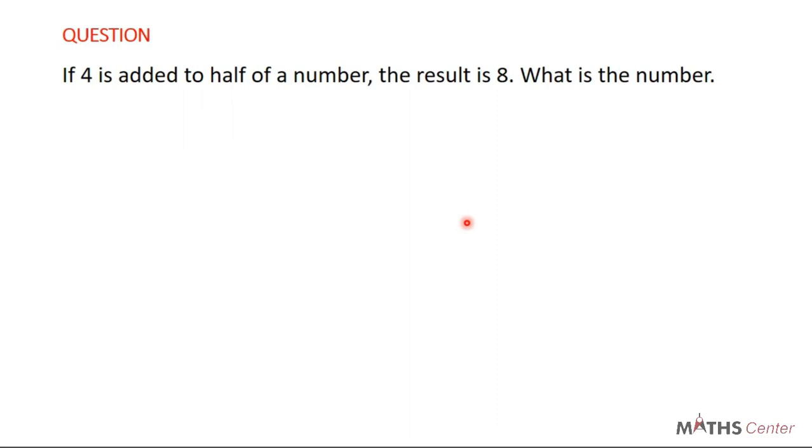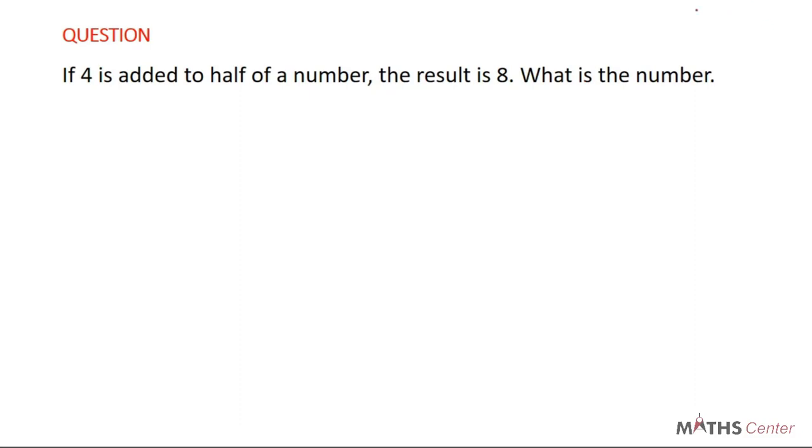If 4 is added to half of a number, the result is 8. What is the number? Now the first point said we should read the information carefully. So let's read the information again. If 4 is added to half of a number, the result is 8. What is the number? So you ask yourself, what does the question want me to find? It is clear. The question wants you to find a certain number. So the number that you want to find, that is the unknown quantity.